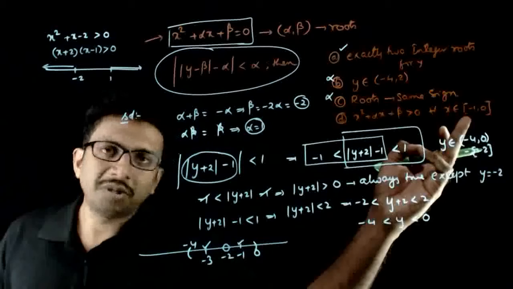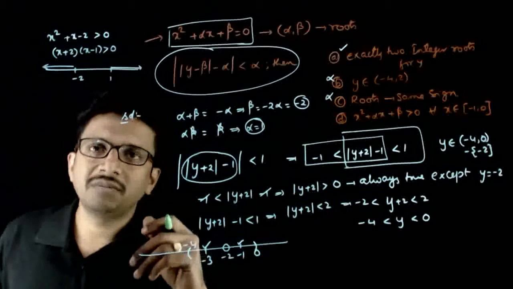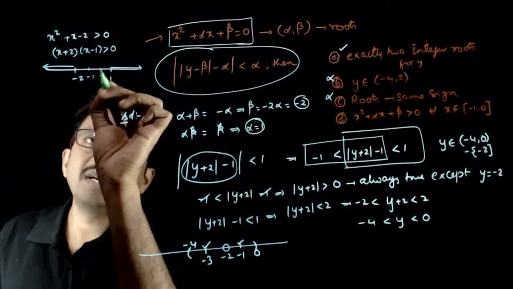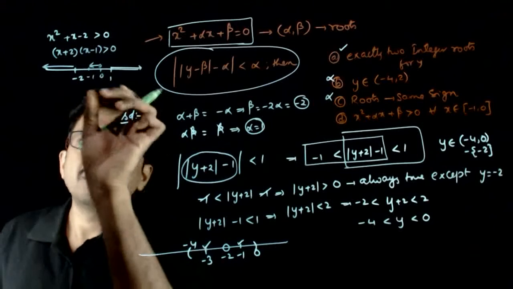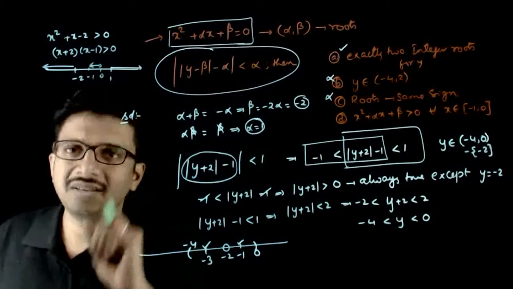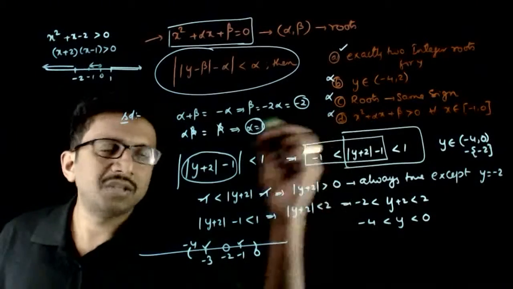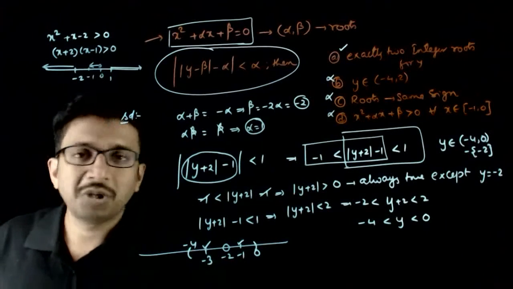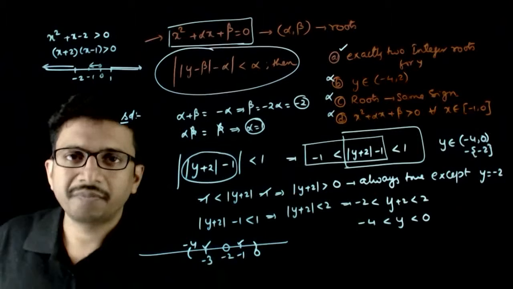So let us check the option. x belongs to minus 1 to 0. Obviously minus 1 to 0 lies inside this interval, so it is a wrong option because x has to lie outside these limits. So option D is also wrong. So option A is the right answer to this question. Thank you.